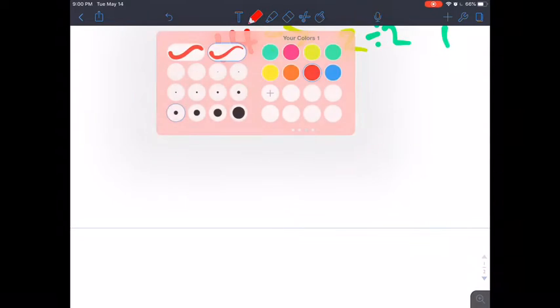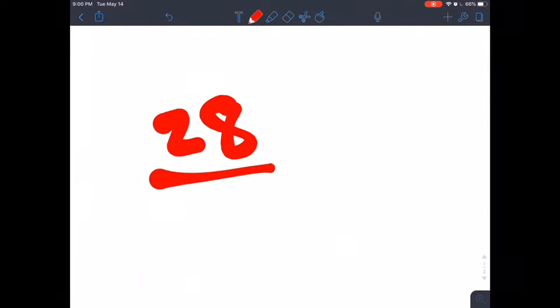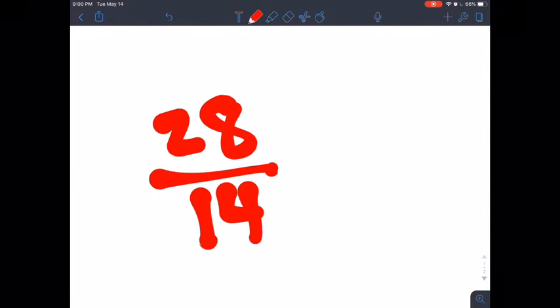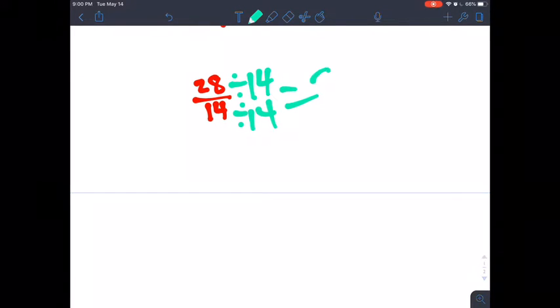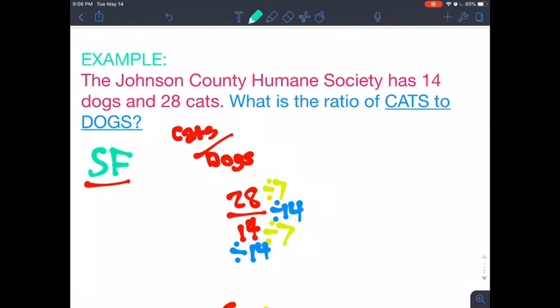But if you divide 28 over 14 by 14, then it would be a much faster process than dividing by 7. So you would divide 28 by 14 and 14 by 14, which would equal 2 and 1. The answer to this example of the ratio of cats to dogs is 2 over 1.